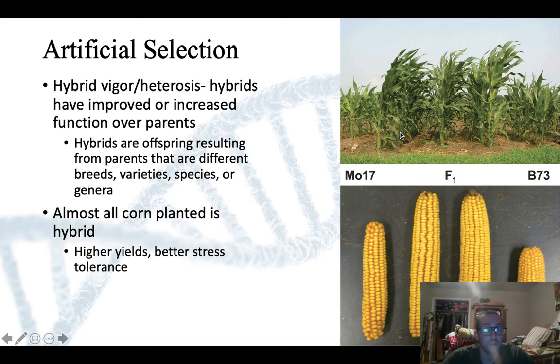Now, because these are heterozygotes, you can't collect the seeds from their cross, right? When these produce corn kernels, you can't collect these seeds and then plant them, right? It's due to the genetics.